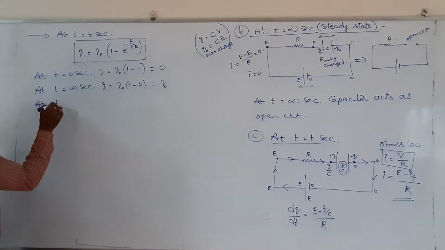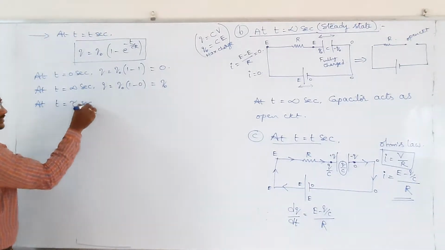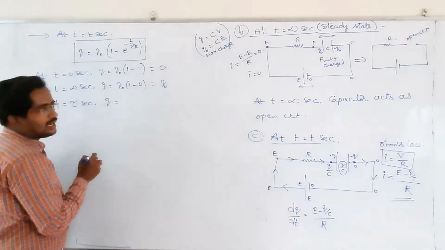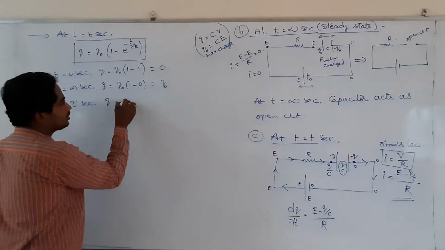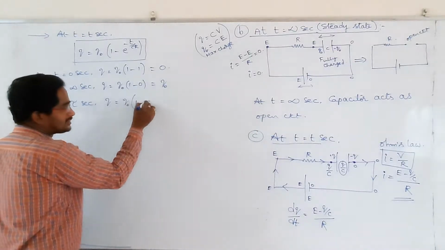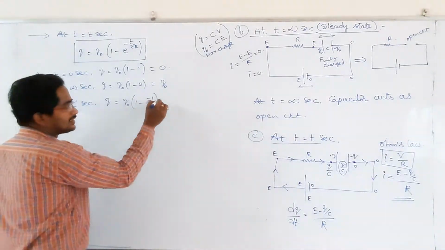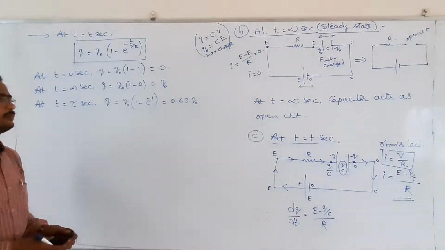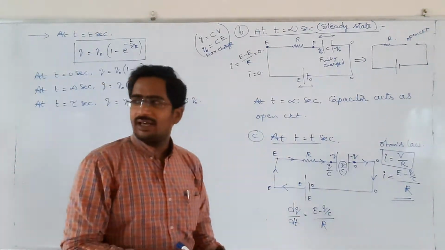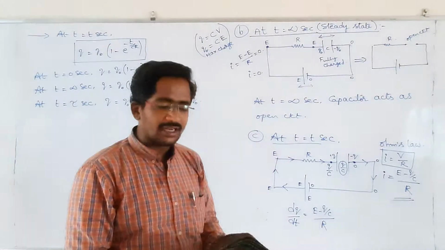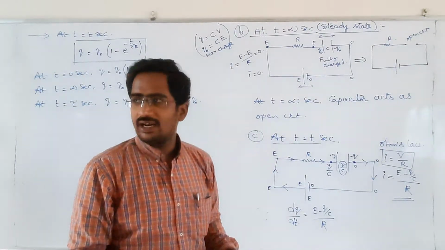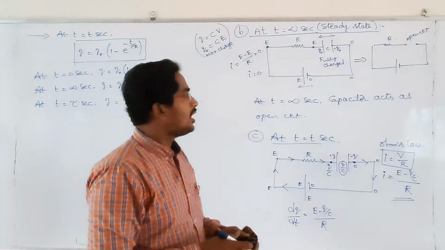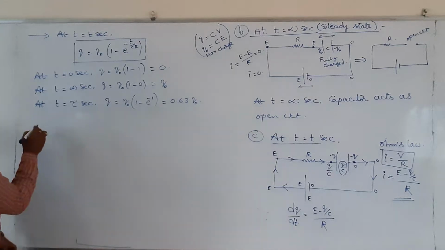And at t equal to tau seconds, what is the charge stored here? The charge stored is Q naught into 1 minus e power minus 1. That value is 0.63 Q naught. So yesterday, in the same way, we defined the inductive time constant. Similarly, we can also derive the capacitive time constant. How to define the capacitive time constant?